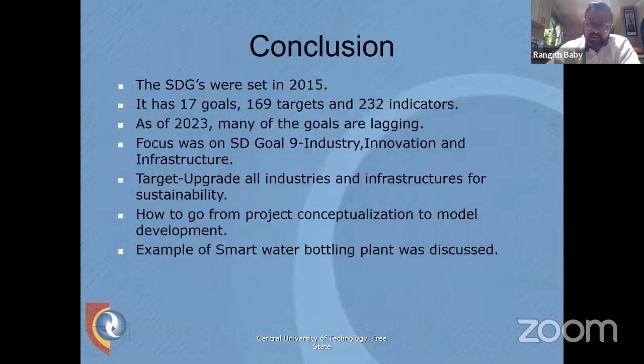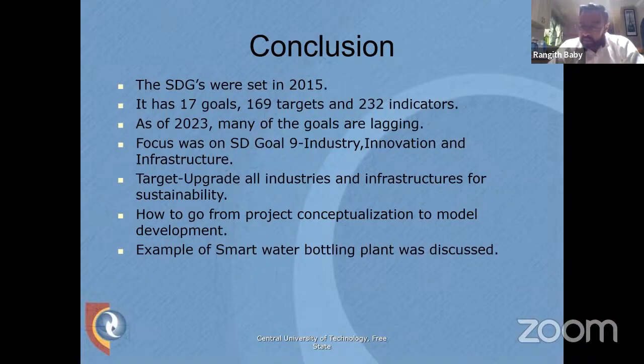So, to conclude, we started off by looking at the Sustainable Development Goals, which were set in 2015. There are 17 goals and 169 targets. Of that, as of 2023, many of the goals are lagging behind. So, the focus of this keynote address was on the Sustainable Development Goal 9, industry, innovation, and infrastructure. And we focused on how can we upgrade all industries and infrastructures for sustainable growth.